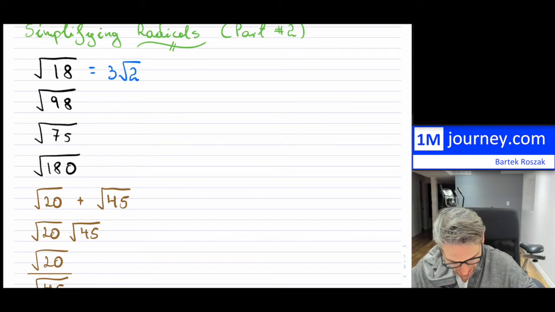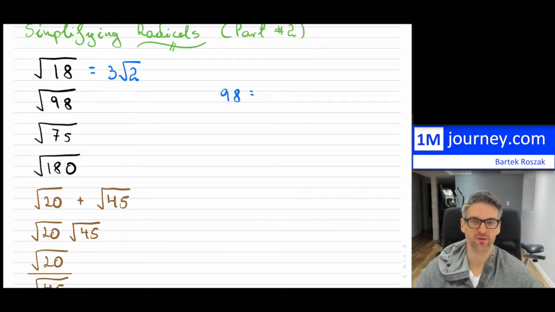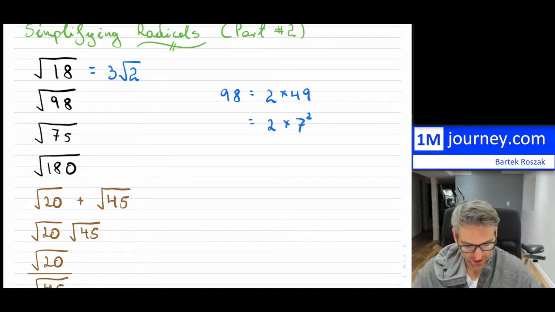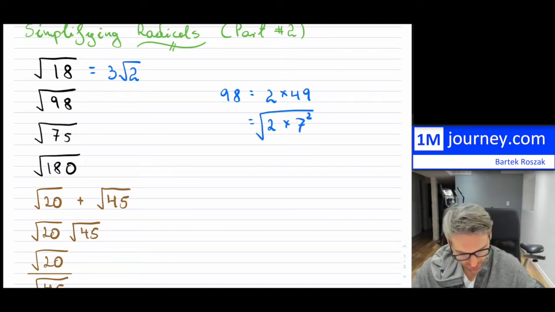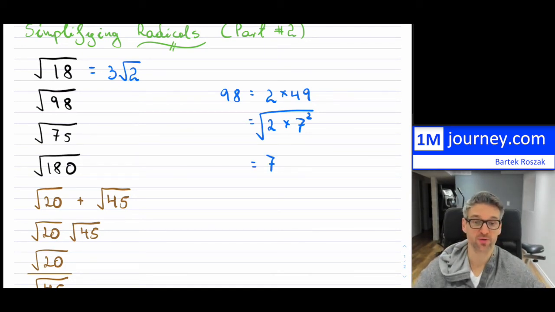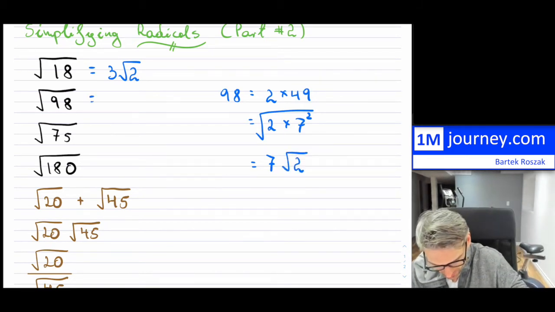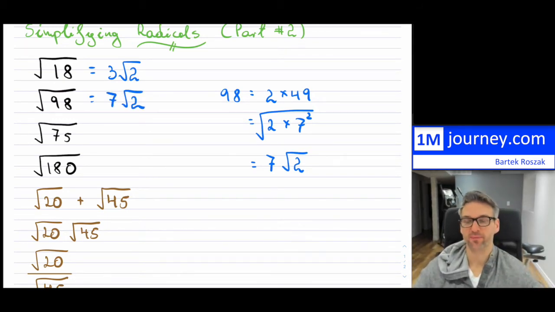So with 98, again, I'm going to take 98 and prime factorize it. It's the first thing that I do. So right away, I'm going to say 2 times 49. Now 49 is just 7 squared. So notice again, the square root of 7 squared is 7. And the 2 will simply remain underneath the radical sign. So this is going to be 7 multiplied by the square root of 2.